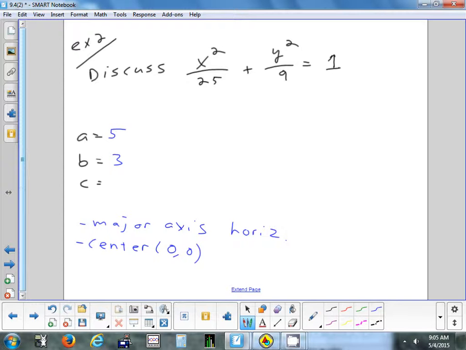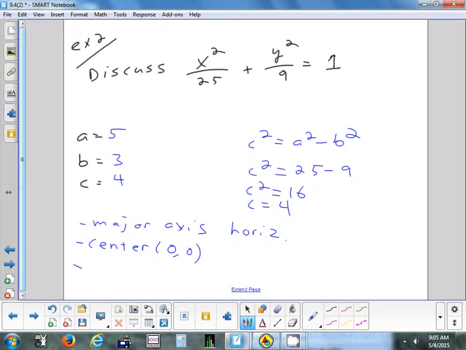What is my formula to find c? C squared equals a squared minus b squared. Yep. So c squared is going to equal 25 minus 9. So c squared equals 16, which means c equals 4. All right, so now think, your center is at 0, 0. Your foci and vertices are going to be to the left and to the right of that.